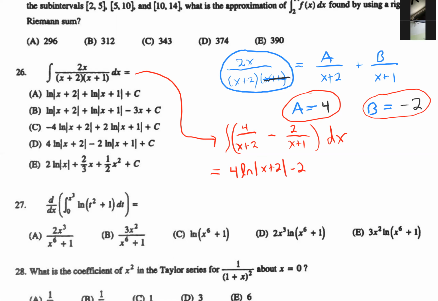So when I take the integral of 1 over x plus 1, it's going to be ln of the absolute value of x plus 1 plus c. And my answer is D. Thank you.